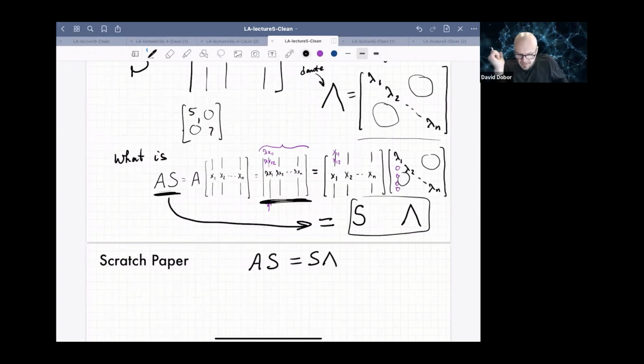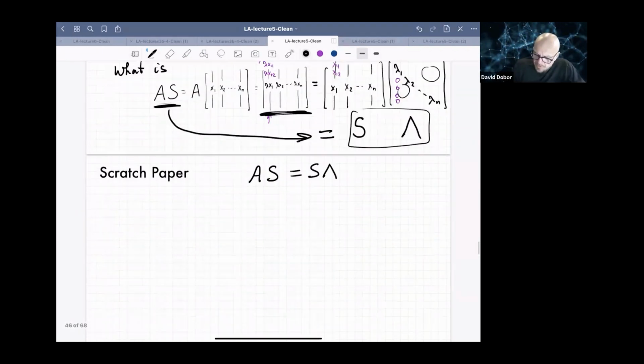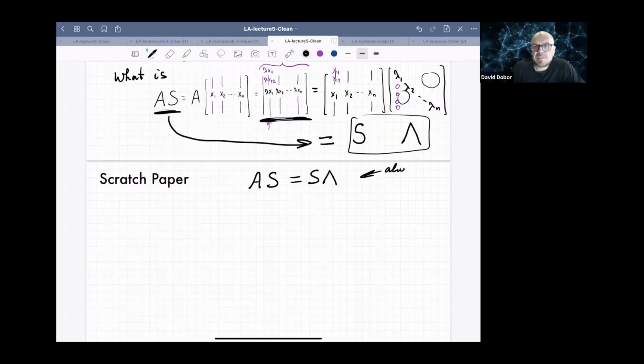Right? Now, this always works. It always works, because I can always find n eigenvalues and some eigenvector corresponding to each of the eigenvalues. Now, although this works, we want to take it one step further.